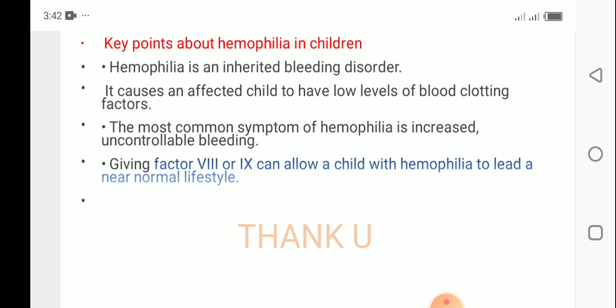The key points about hemophilia in children are: it is an inherited bleeding disorder and causes an affected child to have low levels of blood clotting factor. So we have to improve the clotting factors by giving vitamin K, K-stat. The most common symptom of hemophilia is increased, uncontrolled bleeding. And giving factors 8 and 9 can allow the child to lead a normal lifestyle.